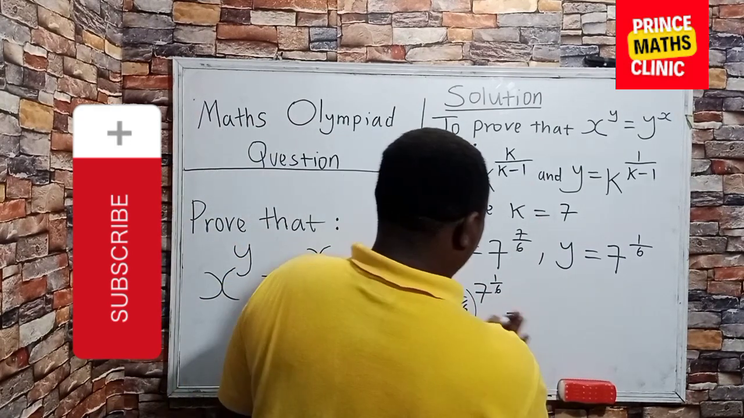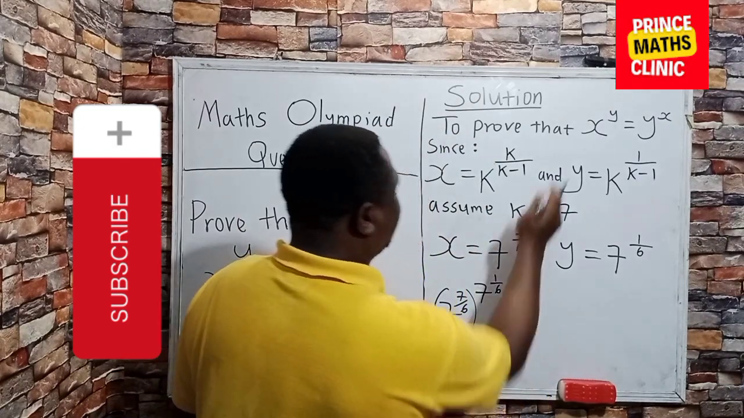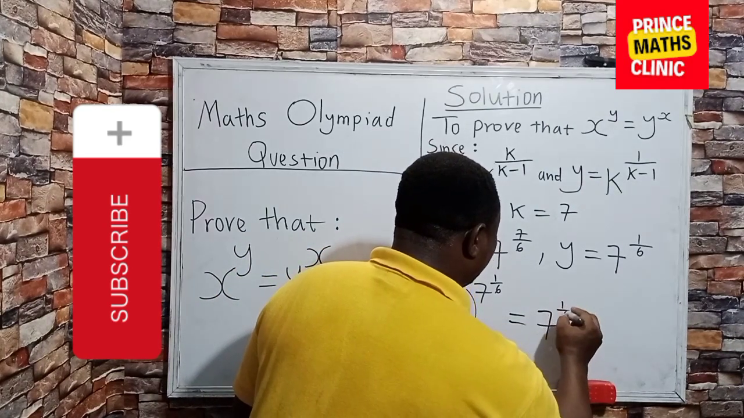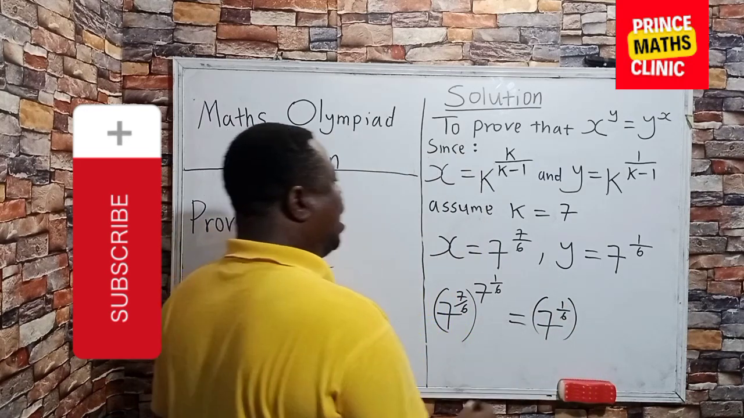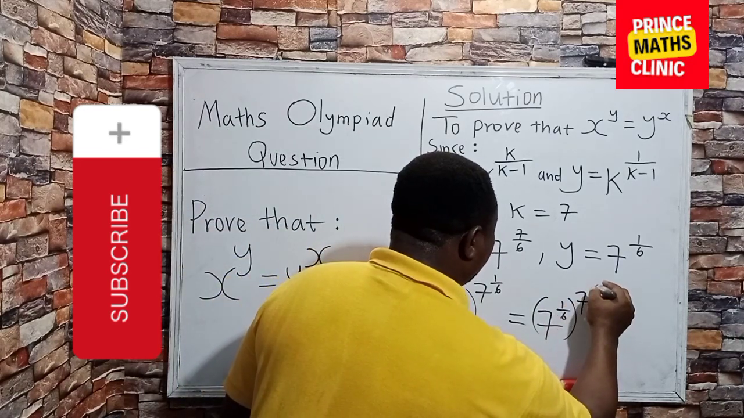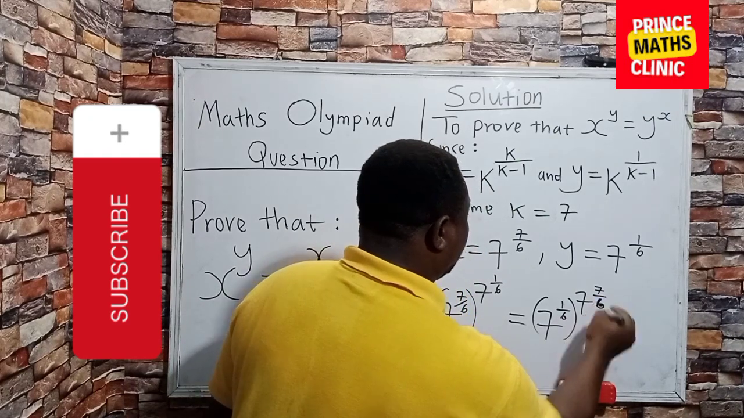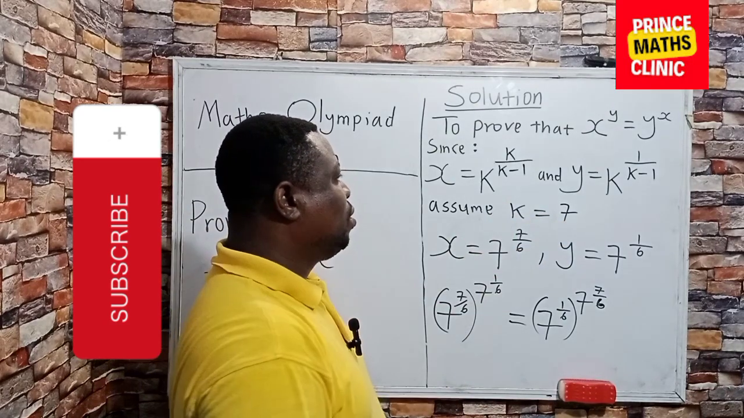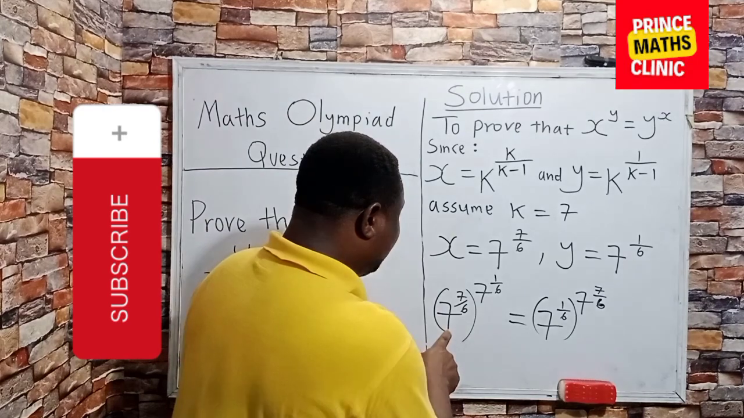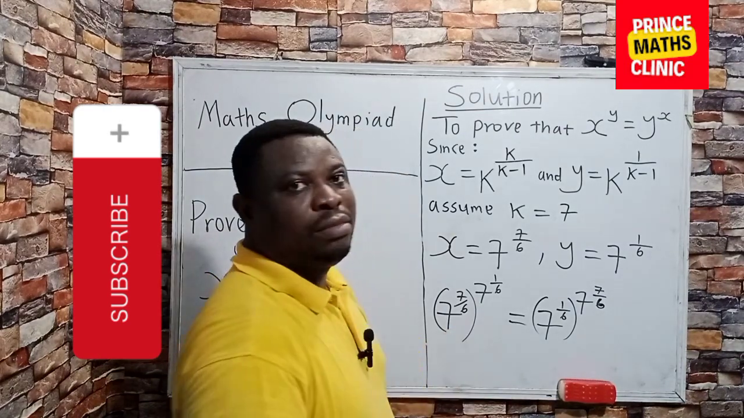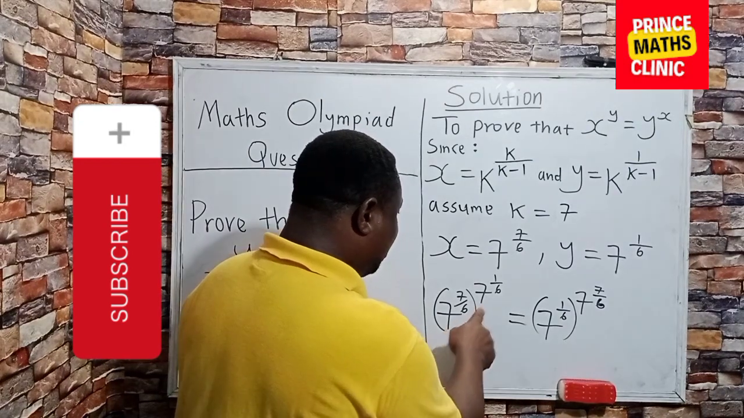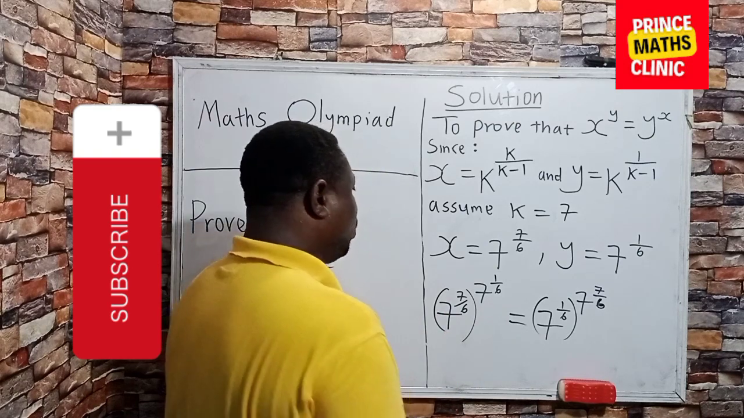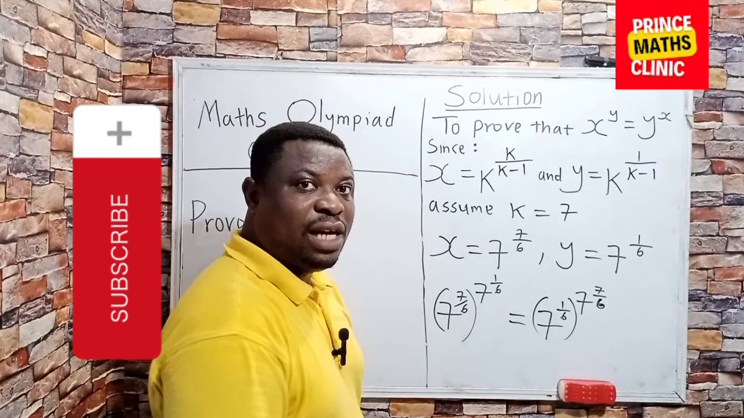Then that is our left hand side. To the right hand side now, we have y, which is 7 to the power of 1 over 6, carrying the power of x, which is 7 to the power of 7 over 6. Now, if you notice, even in the examples, when we picked 2, the bases are always the same. Likewise here, the base of the power is the same as the base here. So this suggests to us that we are likely to be correct.